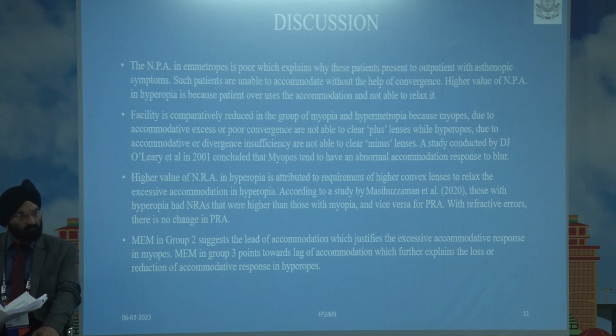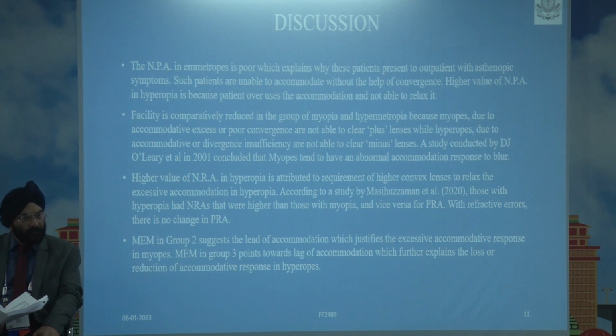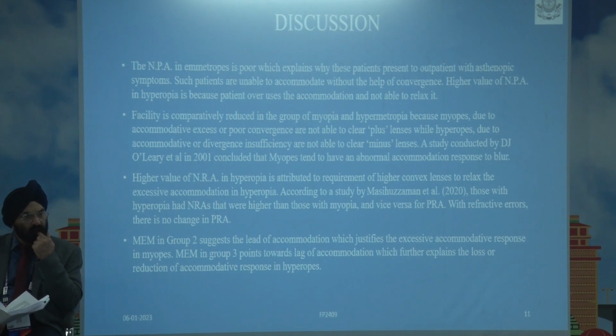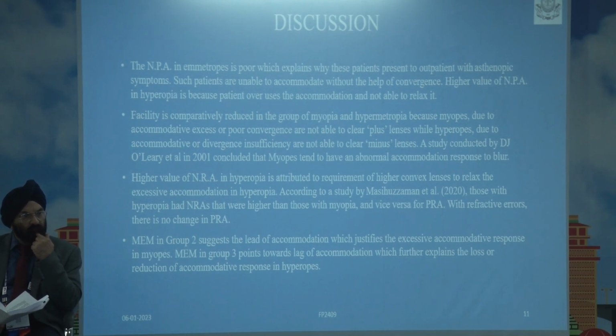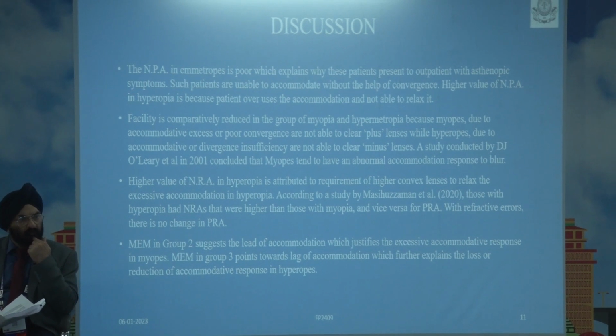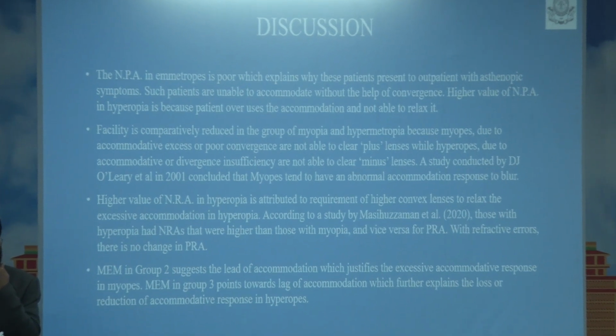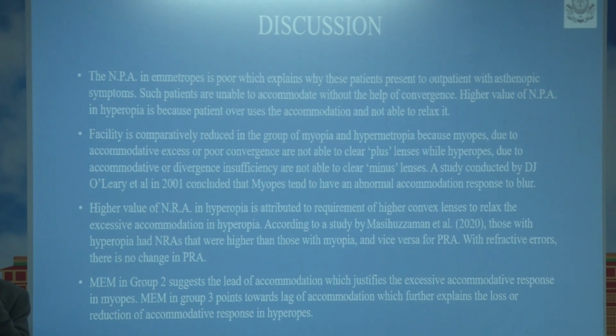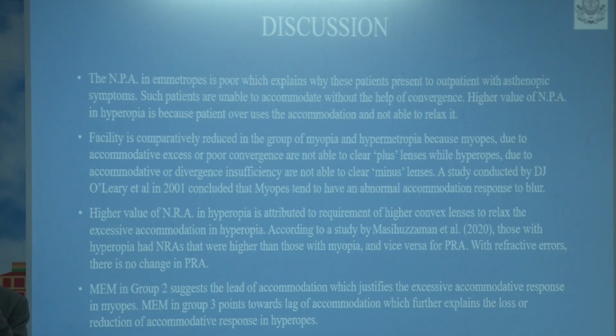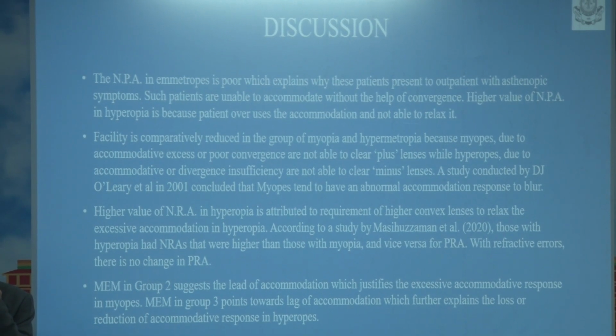The NPA in emmetropes is poor, which explains why these patients present to the OPD with asthenopic symptoms. Such patients are unable to accommodate without the help of convergence. And higher value of NPA in hyperopia is because the patient overuses accommodation. Facility is comparatively reduced in myopia and hypermetropia because of poor accommodative response in myopia and poor divergence insufficiency in hyperopia. Higher value of NRA in hyperopia is attributed to the requirement of higher convex lenses to relax the excessive accommodation.